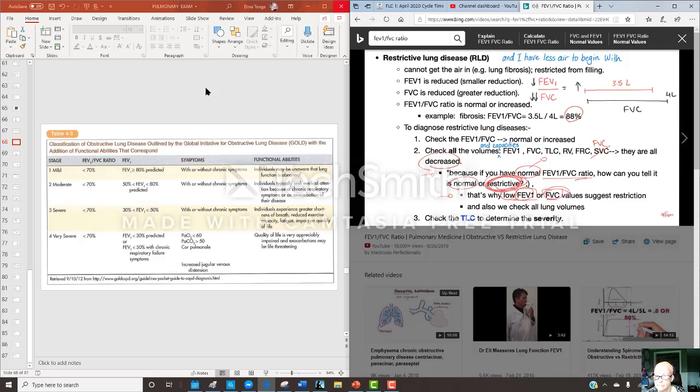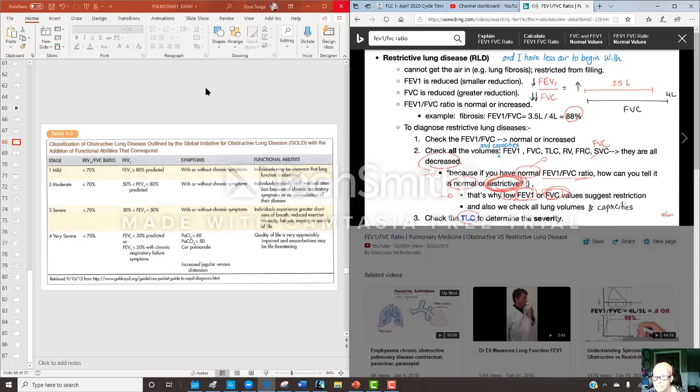But if the subject is normal, FEV1 is normal, FVC is normal, FEV1 to FVC ratio is normal. But if the patient had a restrictive lung disease such as a pulmonary fibrosis, he will have decreased FEV1, decreased FVC, normal FEV1 to FVC ratio. Or of course it could be increased. And also check all of the lung volumes. How to determine the severity of a restrictive lung disease? Check the TLC.